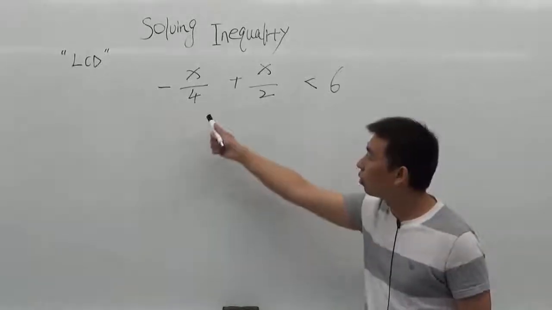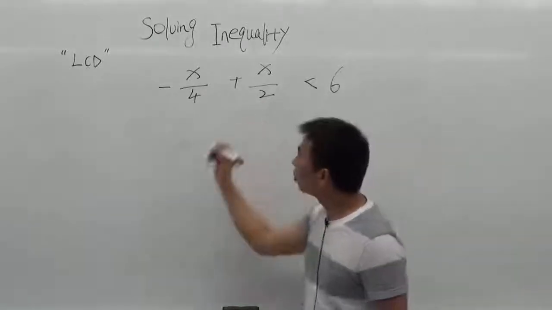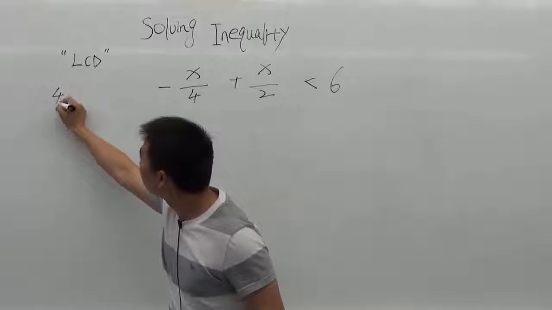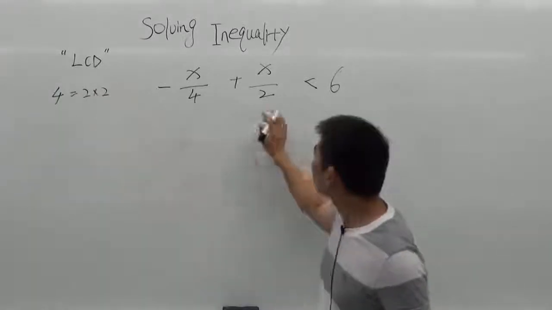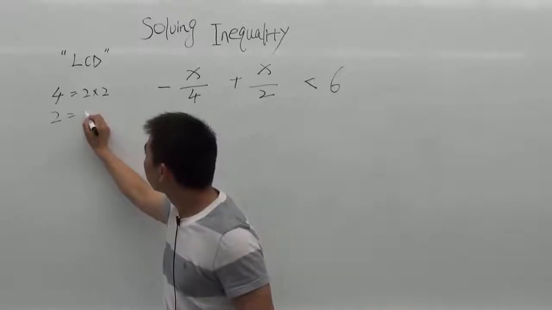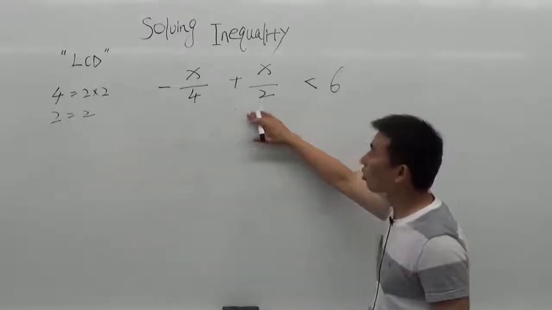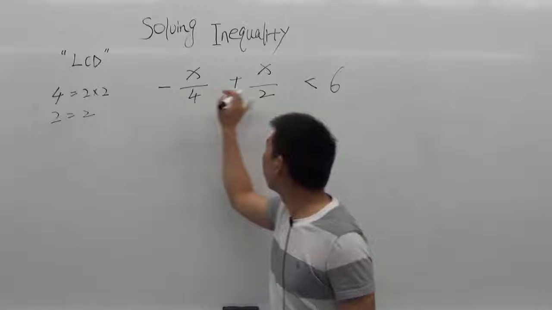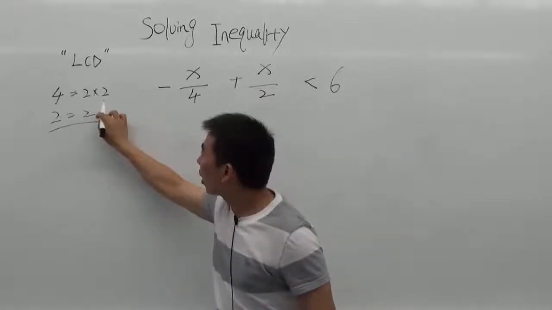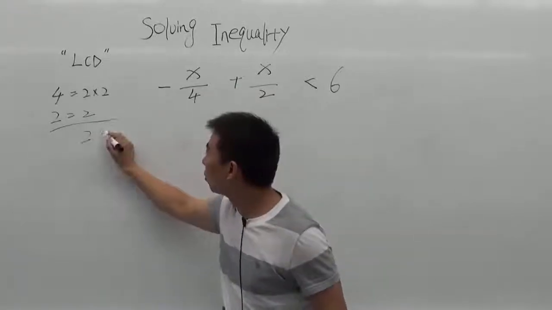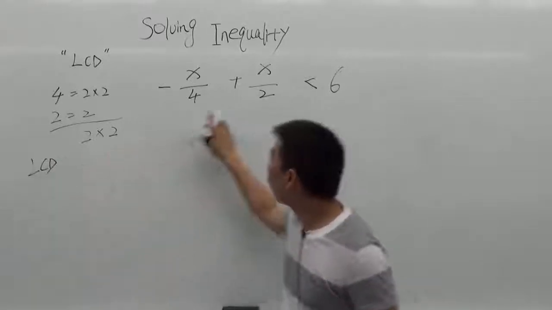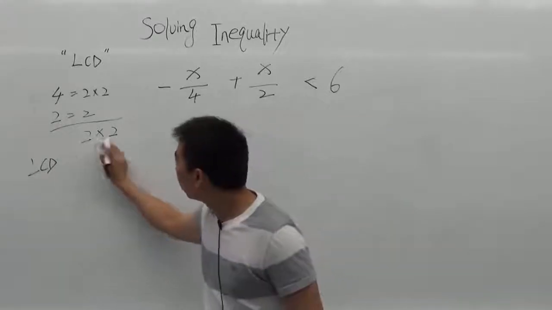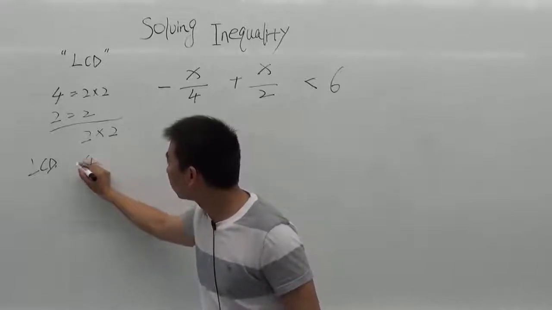Here, we have a 4 and a 2. The first one is 4, which we can rewrite as 2 times 2. The 2 equals 2. So of the two denominators, one is 4 and the other one is 2. Here's the common factor 2, and there's only 1, 2 left over. So the LCD for this inequality will be 2 times 2, which gives us 4.